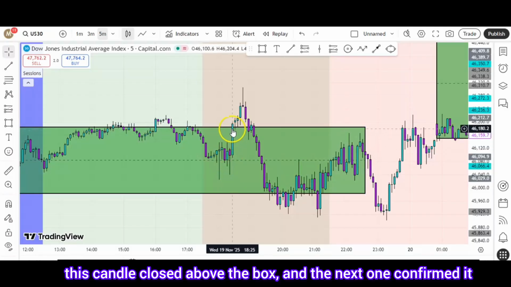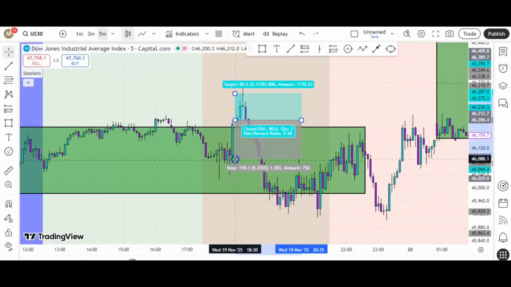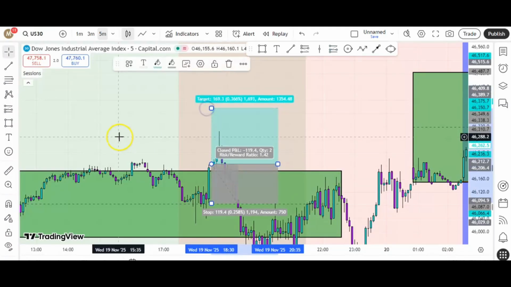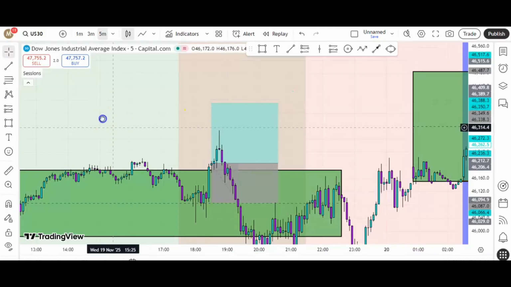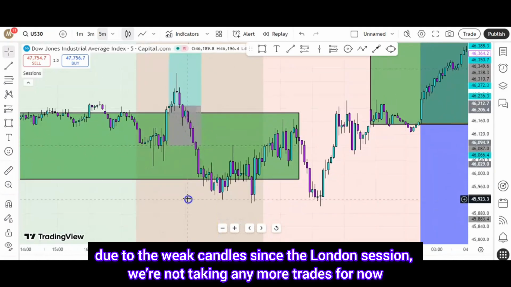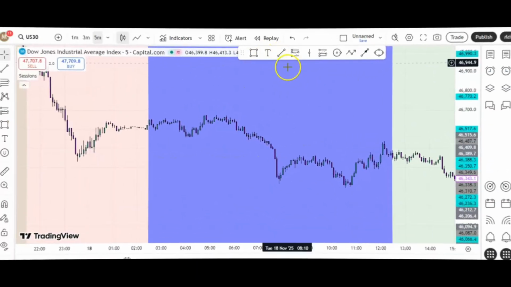This candle closed above the box, and the next one confirmed it. We enter a position right here. Got stopped out. Due to the weak candles since the London session, we're not taking any more trades for now.